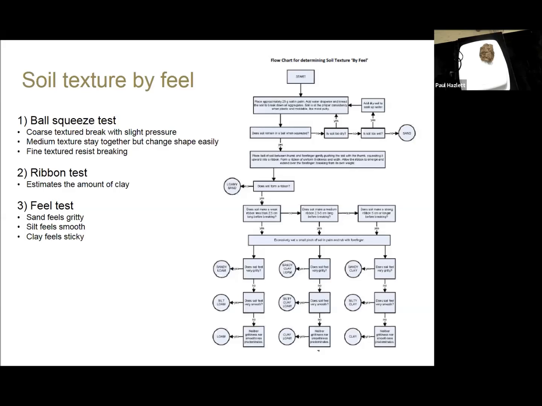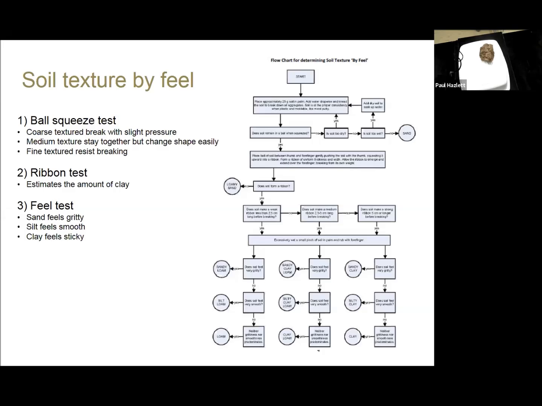You can well imagine that coarse textured samples with a lot of sand in them will not make a good ball. But as you increase the amount of clay in the sample, you'll end up with a ball that resists breaking a lot. It's a lot harder to break the ball, so it has a higher clay content. If your sample does not make a ball when you squeeze it, or falls apart easily, then you've figured out right away that you've got a sand.